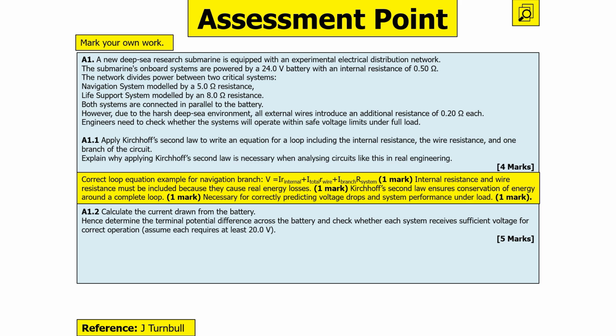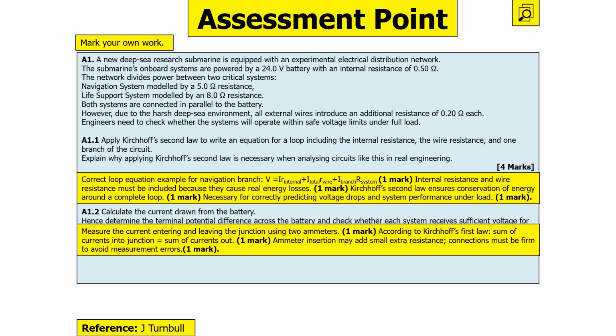Now in this next question, what should you do? Measure the current entering and leaving the junction using two ammeters. Then, according to Kirchhoff's first law, the sum of the current in is equal to the sum of the current out of the junction. And as we said before, an ammeter insertion may introduce extra resistance. The connections need to be firm to avoid measurement errors.